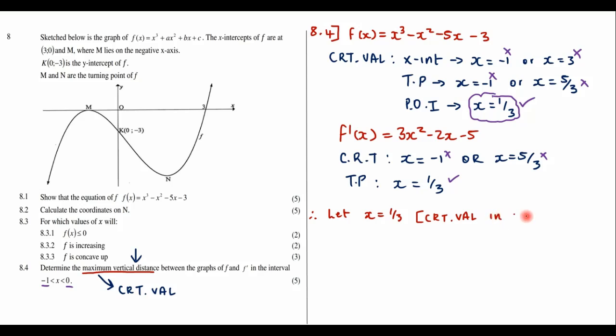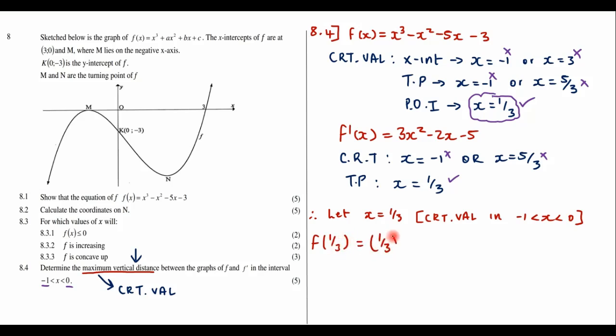Why is this? Because this is our critical value that is within minus 1 and 0. And from there, I'm going to calculate the y value of this. So I'm going to use the cubic function and also use the parabola, right? So now here, sorry, the derivative here. So firstly it is going to be that of the cubic function.